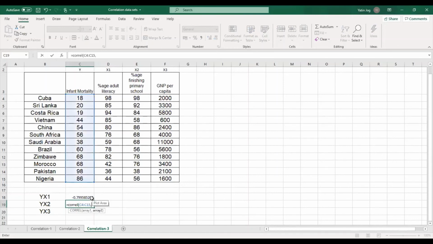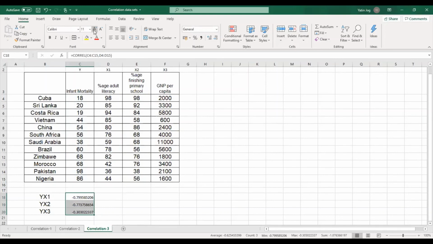So comma X2. And then correlation between Y and X3. So these are my correlation values.